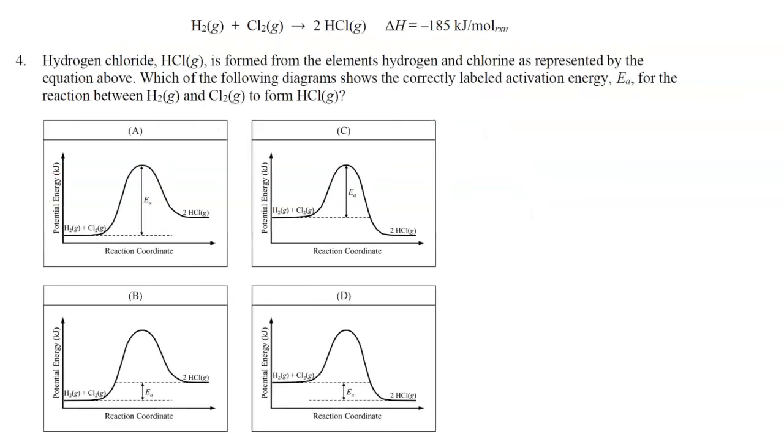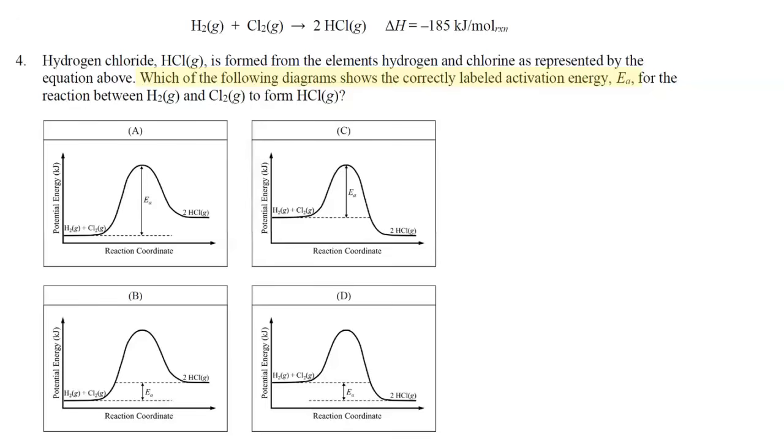Now let's take a look at question 4. Question 4 says, hydrogen chloride, HCl, is formed from the elements hydrogen and chlorine as represented by the equation above. Which of the following diagrams shows the correctly labeled activation energy for the reaction between hydrogen and chlorine to form HCl? Even though this question does fall under topic 5.6, reaction energy diagrams, there's also a little bit of information that is in Unit 6, thermodynamics, that I'd like to mention.